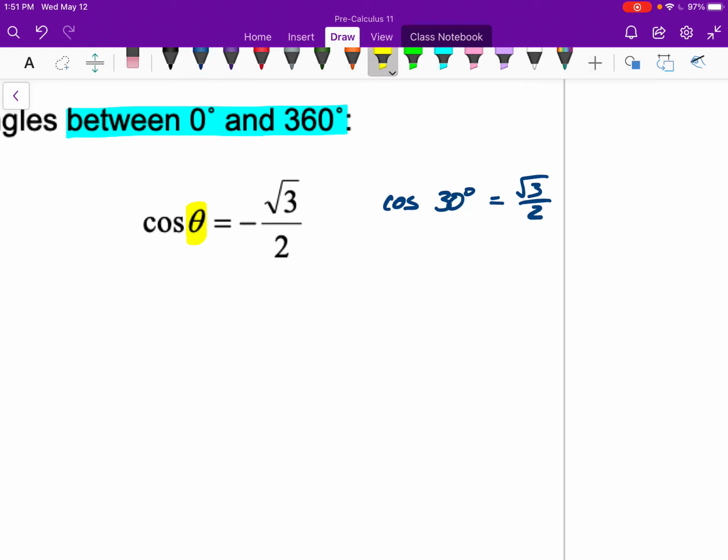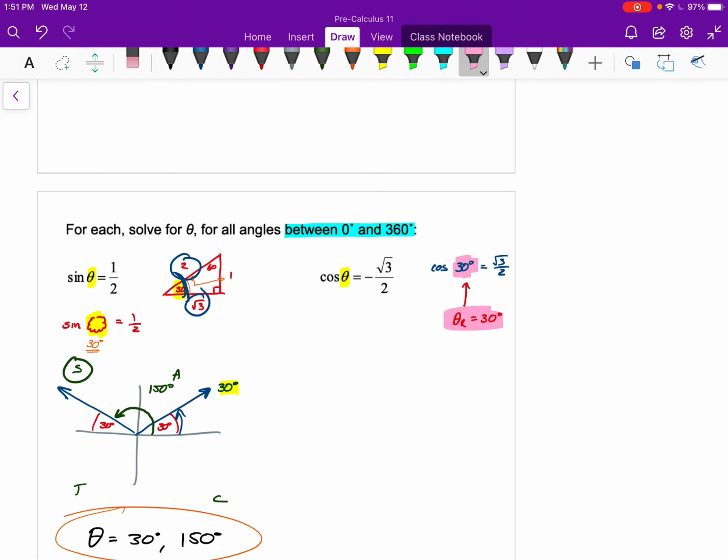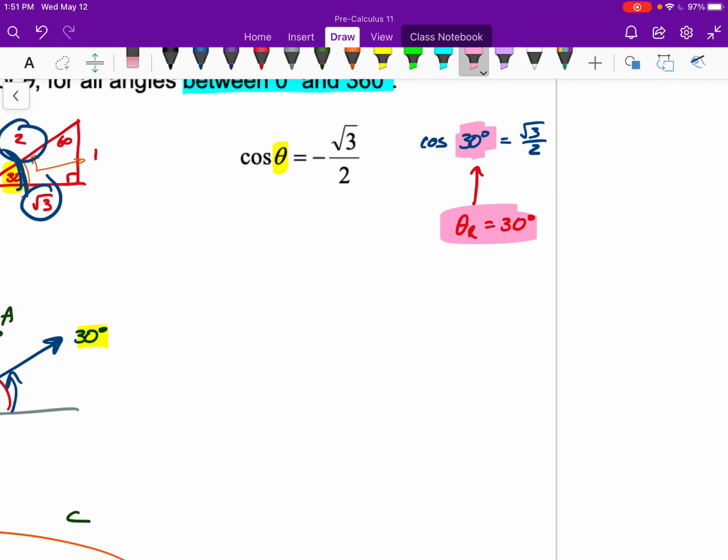However, I'm trying to find out where does cosine equal negative root 3 over 2. So again, this 30 degrees here is very, very important, but it's not one of my answers. Because again, I'm trying to find where does cosine equal negative root 3 over 2. However, that 30 degrees is my reference angle. So important. Just like in the last question, the reference angle was also 30 degrees. And once I found that, my calculations were quite quick. But again, because I'm trying to find where cosine equals negative root 3 over 2, 30 degrees itself is not one of my answers.